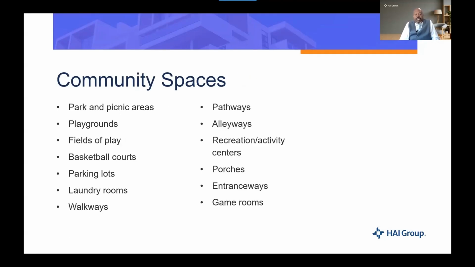Community spaces. There are a lot of them: parks, picnic areas, playgrounds, fields of play, just open green spaces, basketball courts, parking lots, laundry rooms, walkways, other pathways and alleyways, recreational and activity centers, porches that are affixed to residential spaces, entryways for all buildings and structures, or game rooms, places where people can come be involved in recreational game playing.